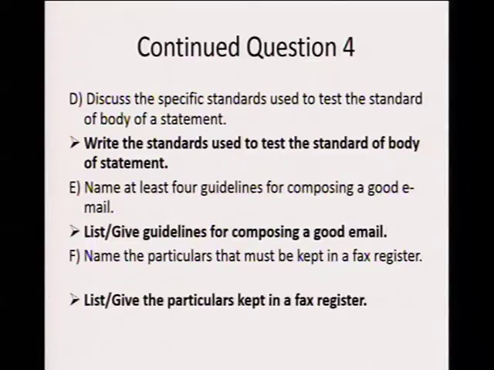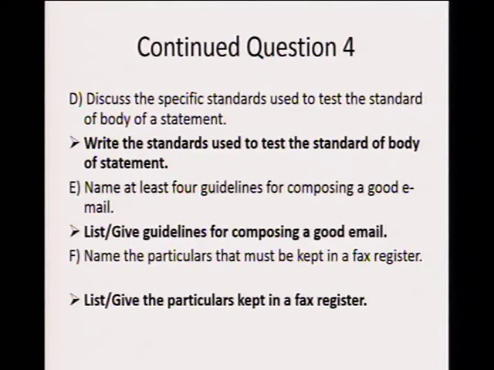Let's continue with question 4. D. Discuss the specific standards used to test the standard of a body of statement. Write the standards used to test the standard of body of statement.